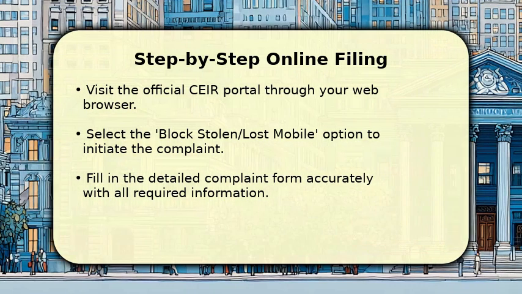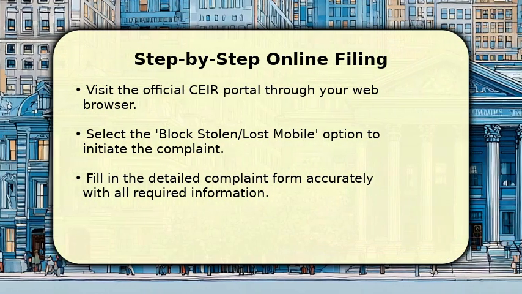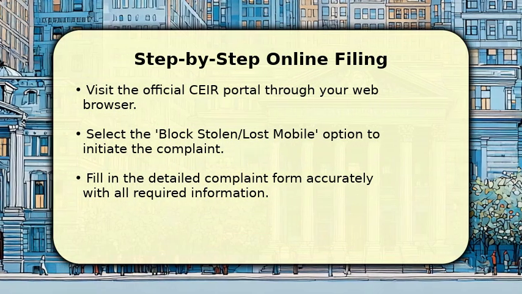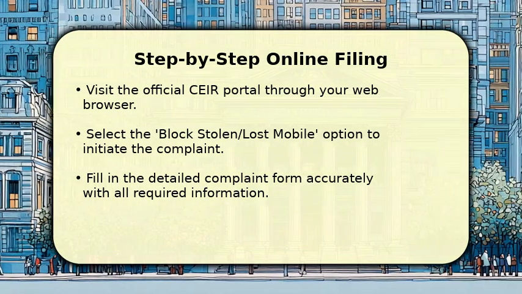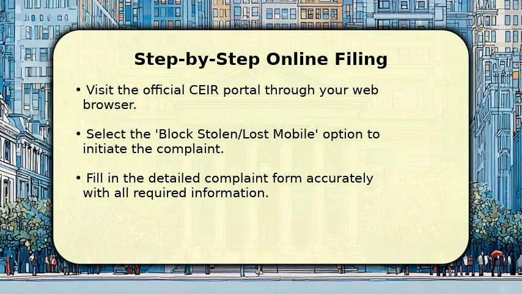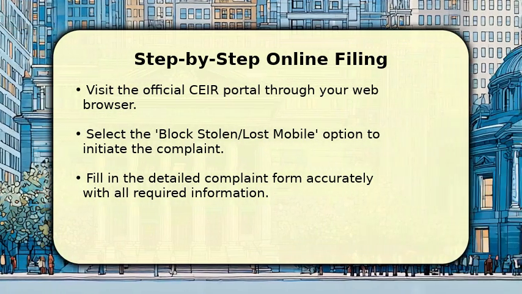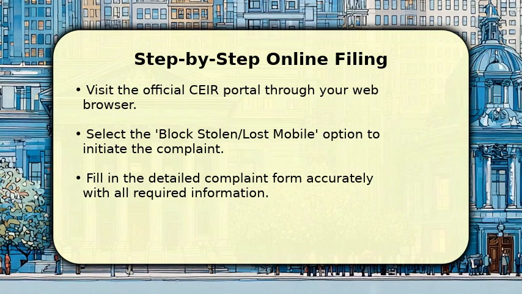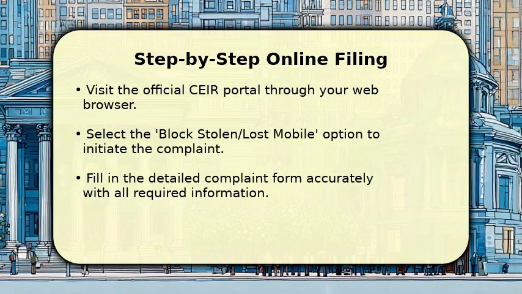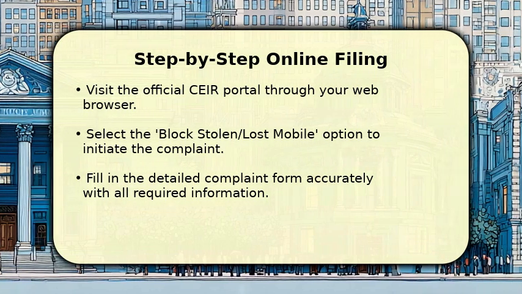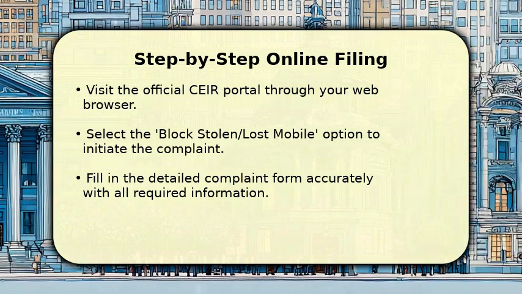Navigate to the official CEIR website. On the home page, locate and click the Block Stolen/Lost Mobile option. You will then be directed to a form where you must meticulously enter all the details you gathered, including the IMEI, mobile number, and police complaint information. Upload your FIR copy and proof of purchase. After reviewing everything, submit the form and make sure to save your unique request ID.